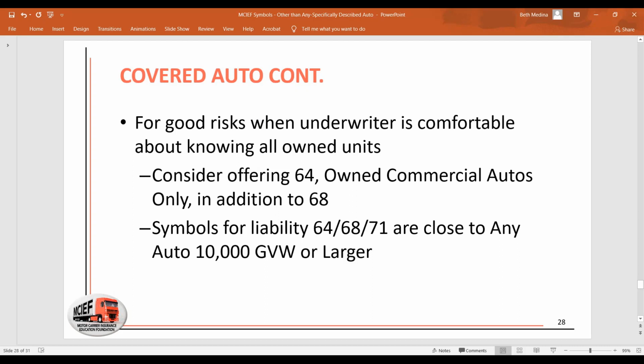64, that's all owned commercial autos. 68 is hired auto, and 72, that's almost any auto, 10,000 GVW or larger. So that would be a consideration in those areas, and it would be required to be scheduled, owned, and then you'd have the audit situation. But that would be relating to almost any auto coverage.